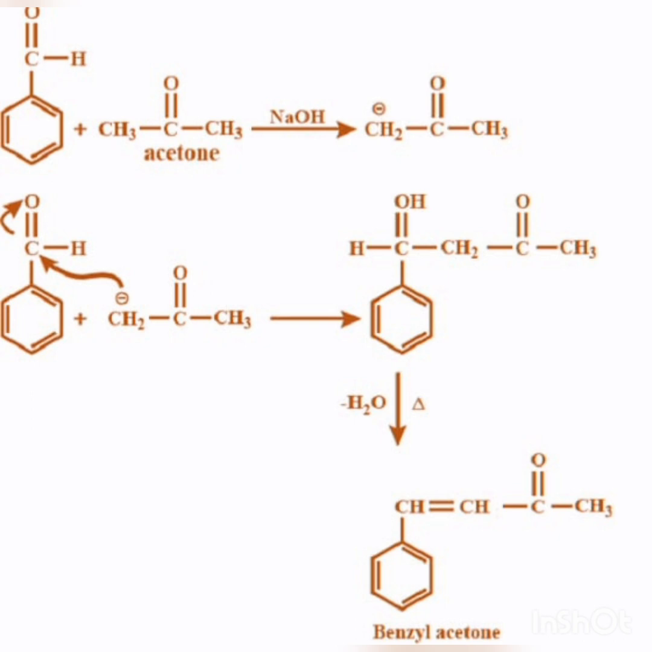This picture will tell the crossed aldol condensation. Here benzaldehyde on treatment with acetone in the presence of an alkali such as sodium hydroxide will give the carbanion CH2 minus CO CH3. This CH2 minus CO CH3 again attacks the benzaldehyde to give the intermediate, that is C6H5 CHOH CH2 CO CH3. Here a water molecule will be eliminated from this intermediate, giving benzylidene acetone, that is C6H5 CH double bond CH CO CH3. This is the example of the crossed aldol condensation.